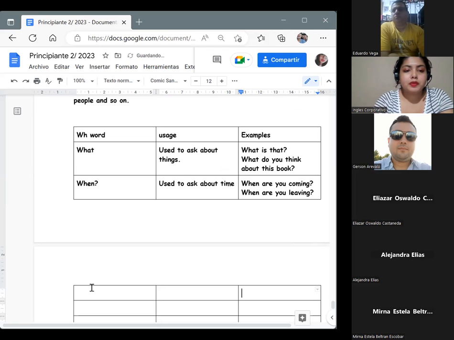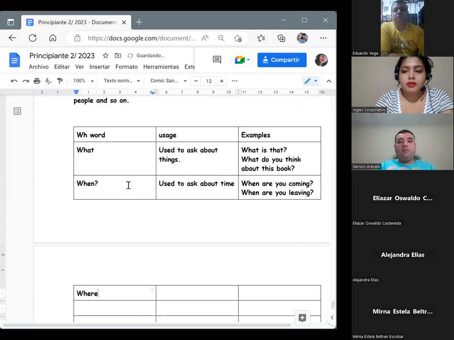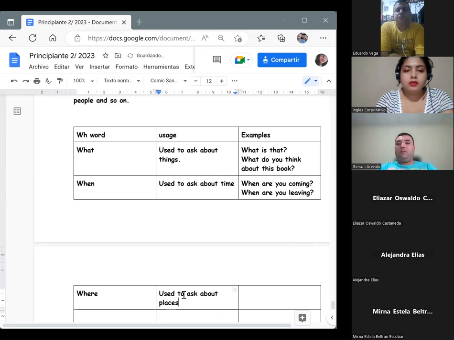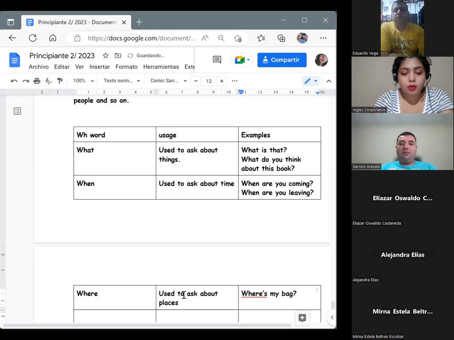Next one, where. Estamos hablando de lugar, ¿dónde? This one is about places, acerca de los lugares. And we have the example, where is my bag? ¿Dónde está mi maleta, mi cartera? And where do you live? Es bastante conocida. Where do you live? ¿Dónde vives?